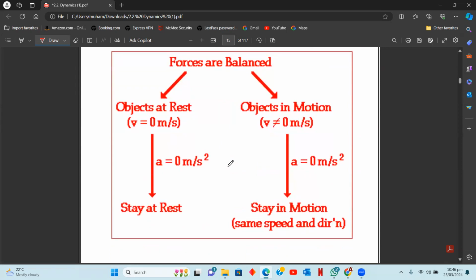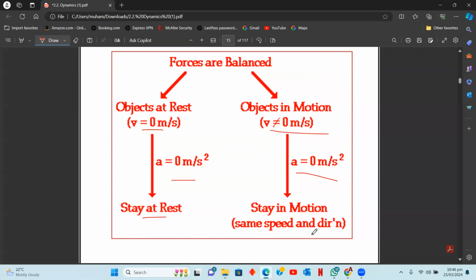Now, balanced forces, या तो object at rest होंगे या object in motion. With balanced forces, when the objects are at rest, their velocity is zero, acceleration is zero, they're not moving. And when the objects are in motion and the forces are balanced, the velocity is non-zero, acceleration is zero. Now, zero acceleration means that velocity is constant, right? There's no rate of change because there's no change in velocity. Although velocity is not zero, it's not changing.